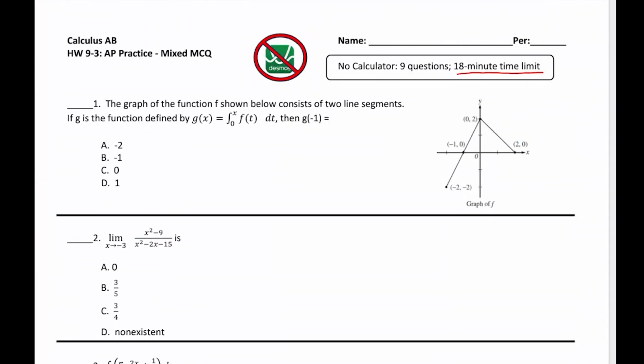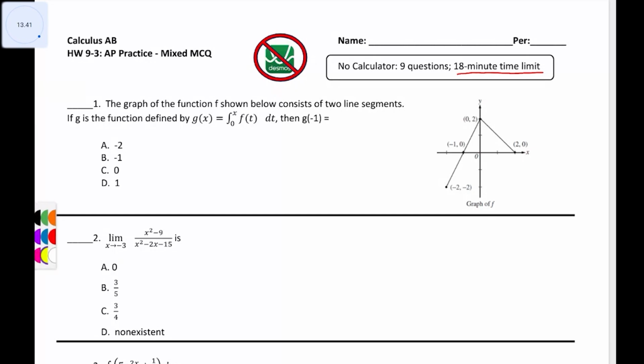We'll start with the no calculator section. I'm going to try to go through these as quickly as I can, but still hopefully adequately explaining how I'm solving the problem. So let's start with number 1. It says the graph of the function f, as shown below, consists of 2 line segments. If g is the function defined by g of x equals the integral from 0 to x of f of t dt, then what is g of -1?